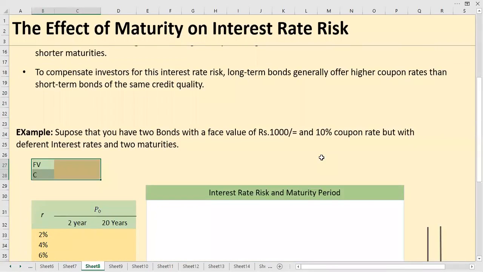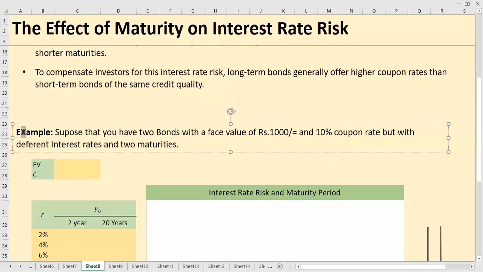I have introduced you to a separate bond here. Now if you just please look at this example. Suppose that you have two bonds with a face value of 1000 rupees and 10% coupon rate, but with a different interest rate and two maturities, right? So what I'm going to do is identify these variables. Now future value is 1000 rupees.